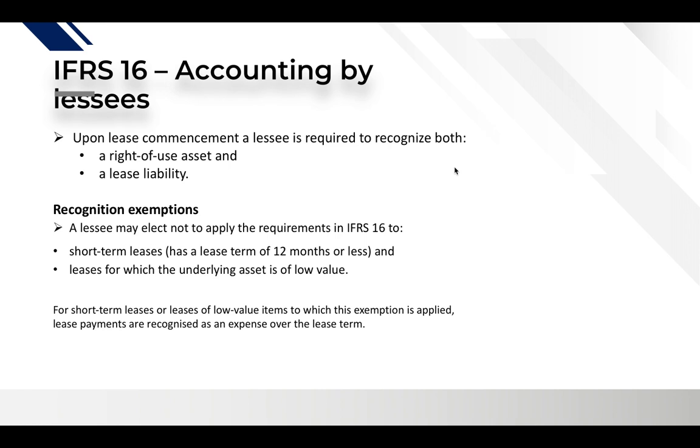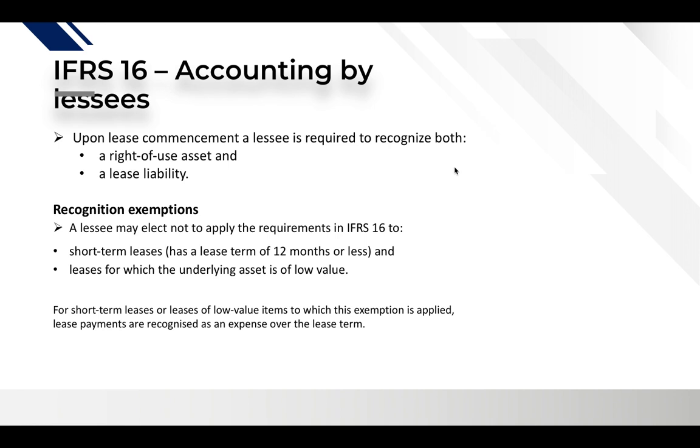So number one is accounting by lessees. How would a lessee account for the lease? The standard says upon commencement, which is lease commencement, a lessee is required to recognize both a right to use asset and the lease liability. So the right to use asset is an asset on the balance sheet side, and the lease liability is a liability on the balance sheet side. We will go more into the details as to what costs would be part of the right to use asset and what costs would be part of the liability later.